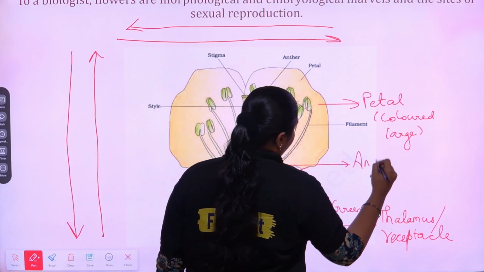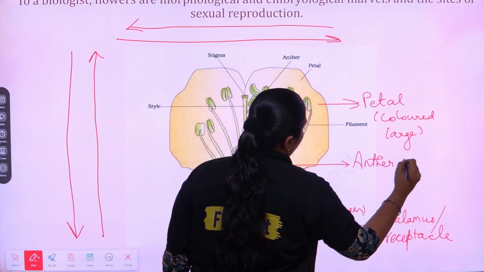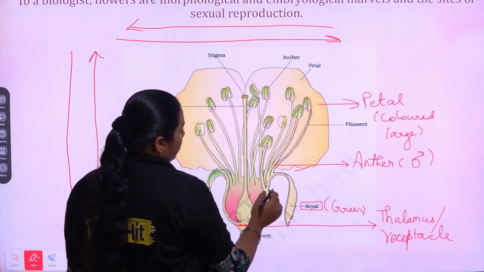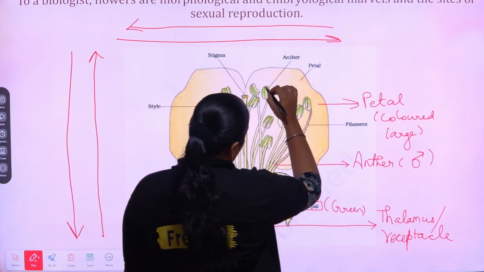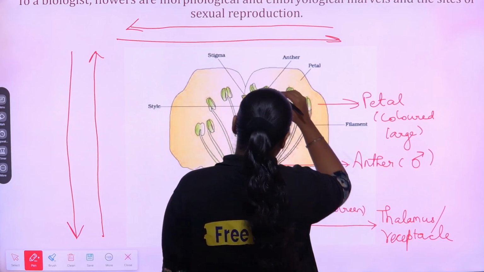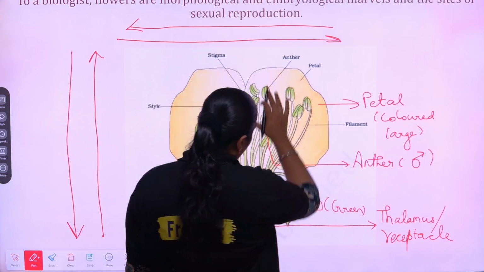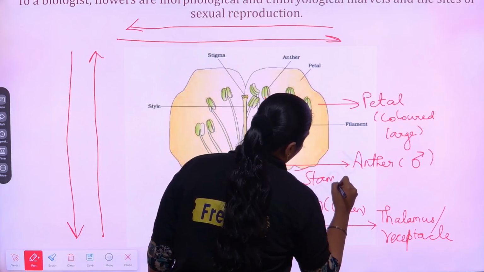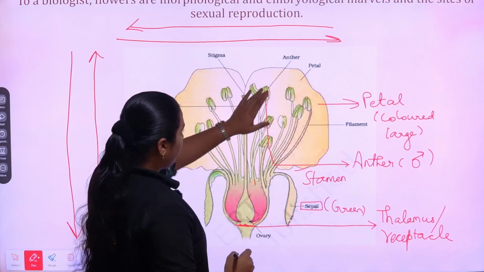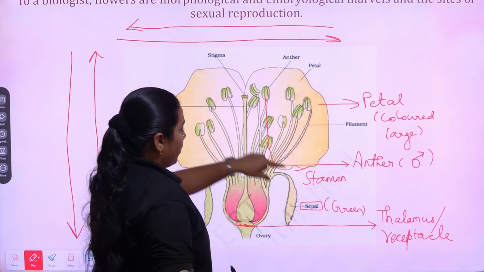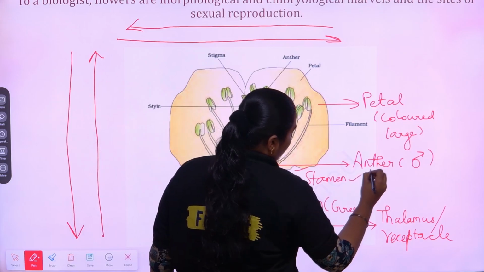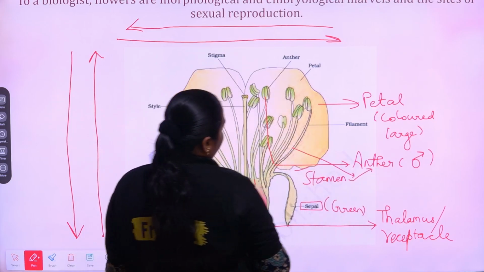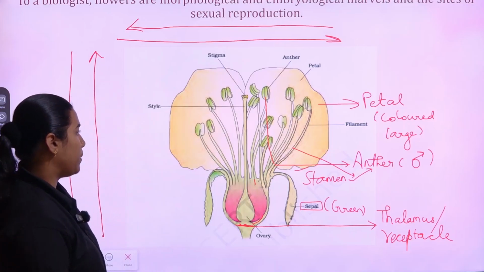Anther. Anther is the male reproductive organ, and the top portion is anther. The complete structure that I am discussing is stamen. Anther plus filament we call stamen, and in stamen we have two parts: one is anther and the other one is filament. These are the two important parts.